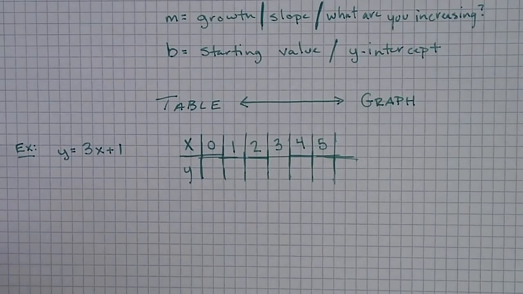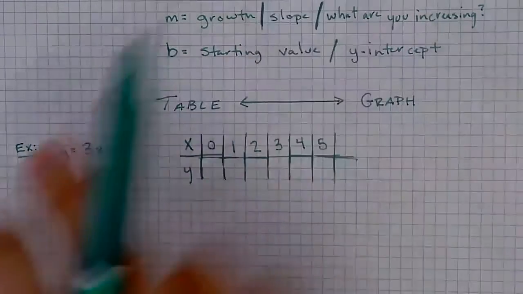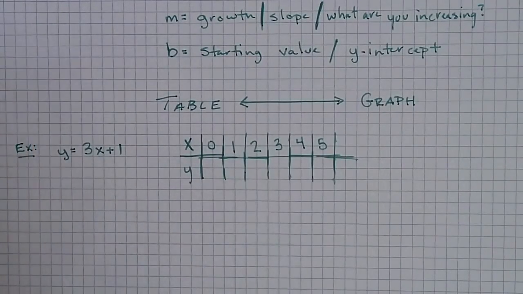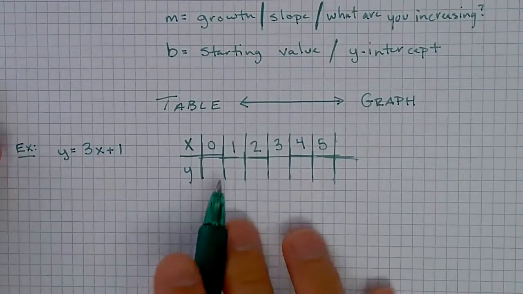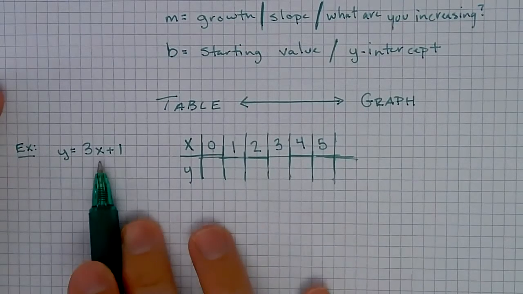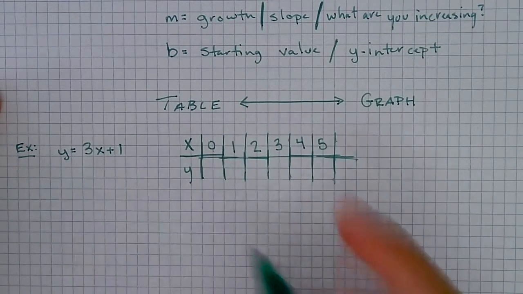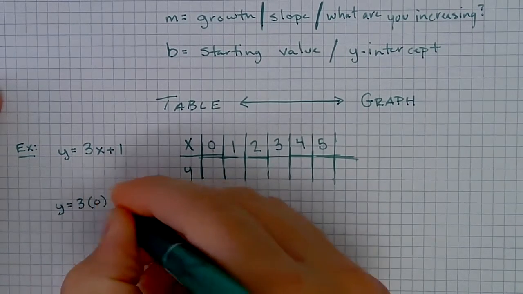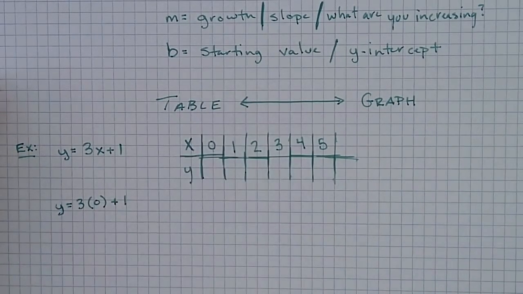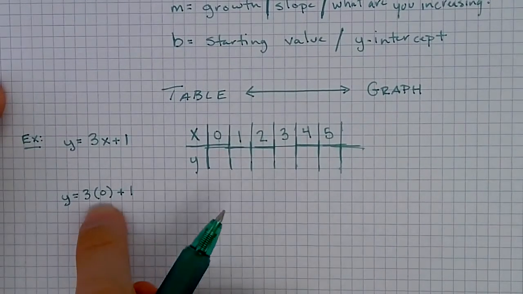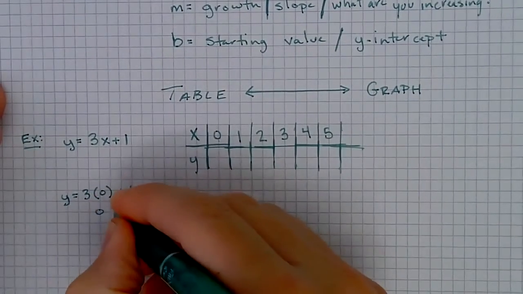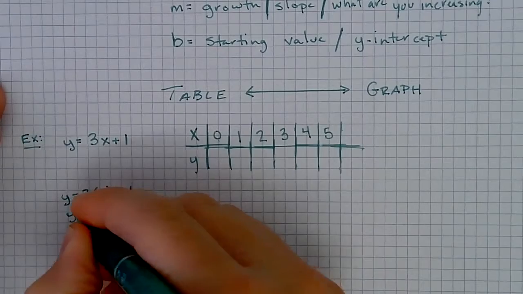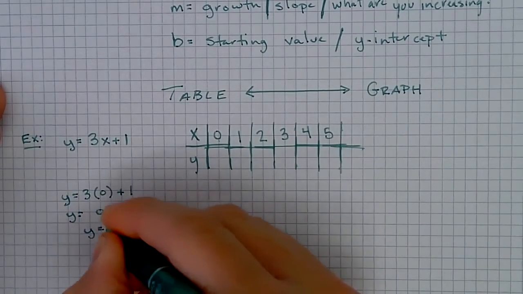So let's say we got the equation here, y equals 3x plus 1, and we want to convert it into a table. A couple different ways you can do it. Some are easier than others. One way would be, let's take 0. We're going to plug it in for x, and then we're going to solve. So we get 3 times 0 is 0 plus 1 gives me a y value of 1.